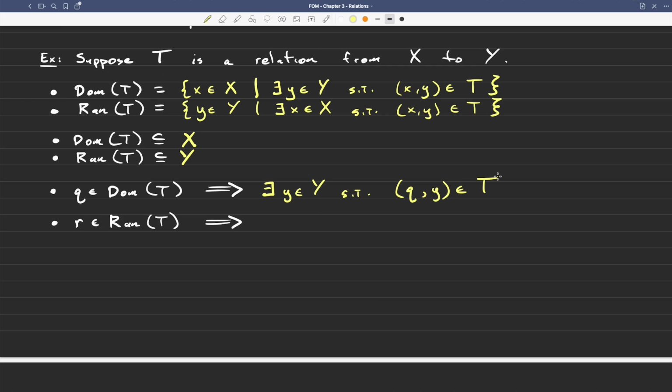You have to do this sort of thing quite a lot when you're proving things about relations and later functions. Likewise, if you have some element R in the range, that means that R is paired up with something in the first set to get an ordered pair in the relation. So this means that there would exist some element in the first set, let me call that X, so little x is in big X, such that little x is paired up with that R, and that ordered pair is in that relation T. So what we're doing right here is really useful skills for doing proofs.